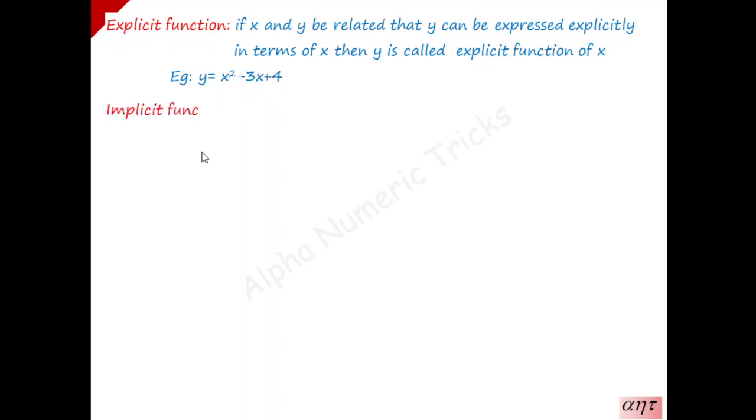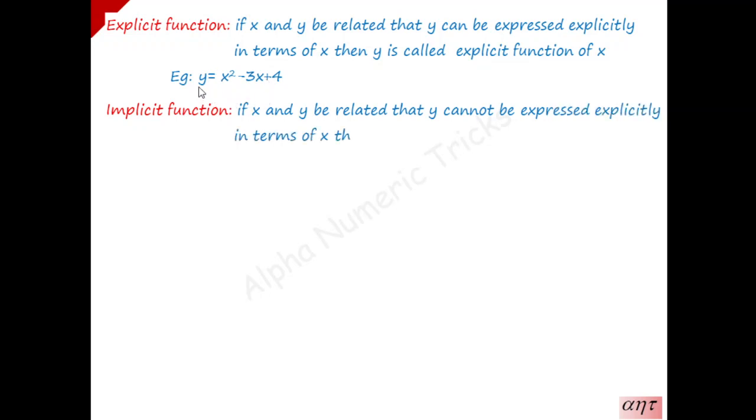What is an implicit function? It is not possible to write like this. x and y are related, and y cannot be written as a function of x alone. For example, x cube plus y cube minus 3xy is equal to 0. In this equation, we can't separate x terms and y terms, and such a function is called an implicit function.